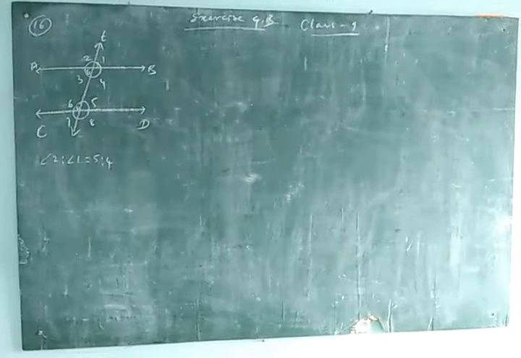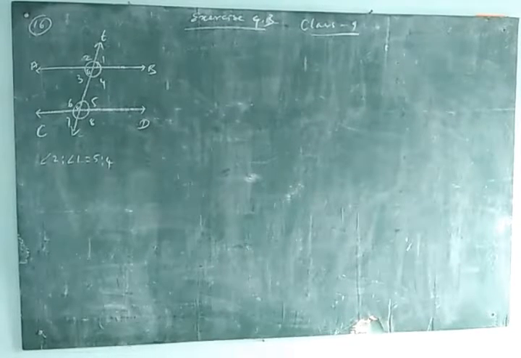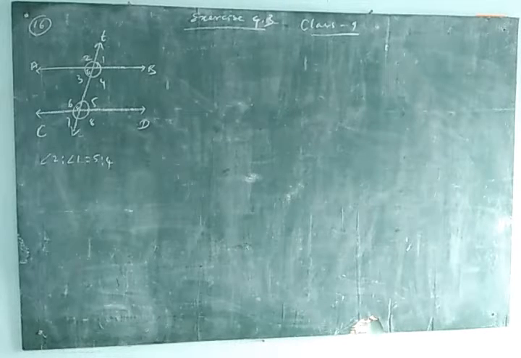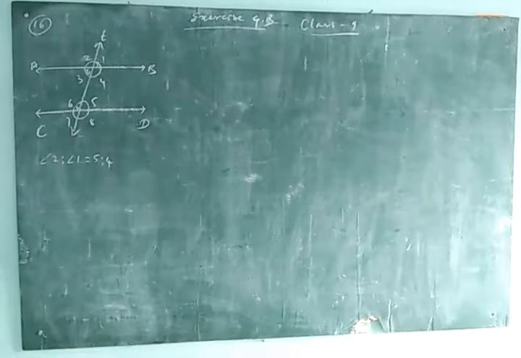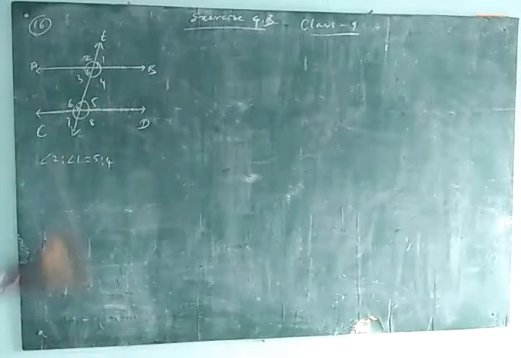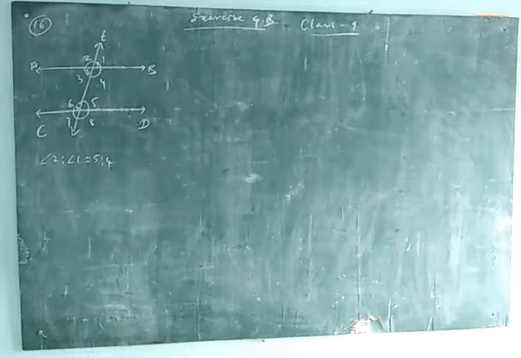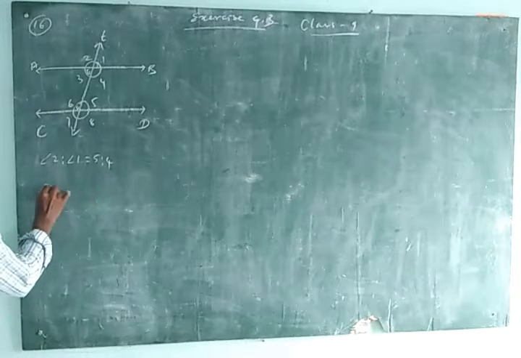Question 16. AB parallel to CD, ED is transversal to E and F. So here we need to find the marked angles, given the ratio angle 2 is to angle 1 is equal to 5 is to 4. Marked angles means 1, 2, 3, 4, 5, 6, 7, 8. All angles we can find here. So let's see here from the figure.